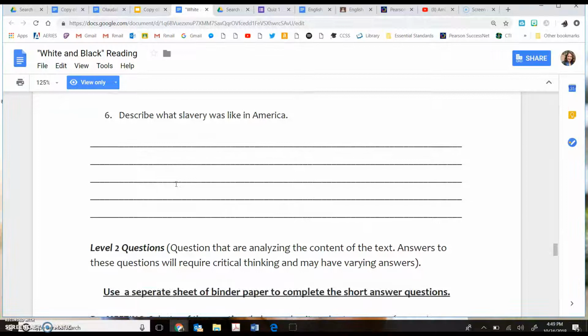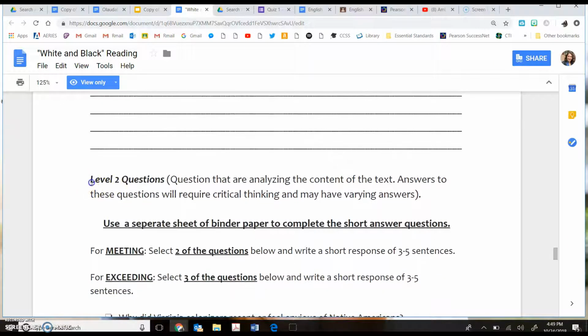Now, your level 2 questions, these are questions that require you to analyze the content of the text. So you do have to do a little bit of critical thinking and analysis with these. The answers to these questions will require critical thinking, and your answers will vary, meaning that nobody's answers to these questions should be the same at all.